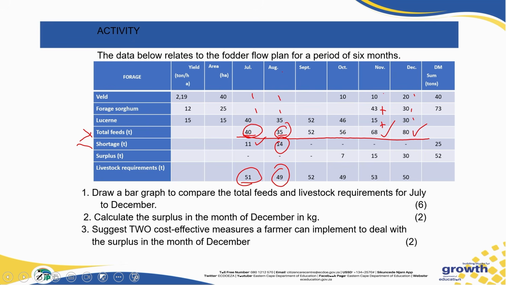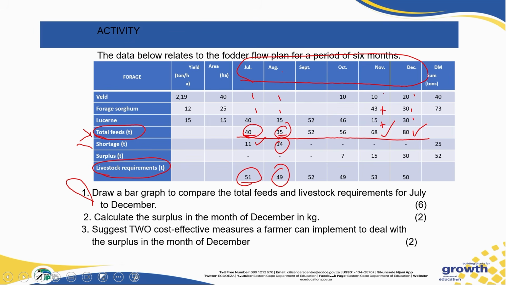And then a question is raised. Draw a bar graph to compare the total feed and livestock requirements. So you're looking specifically at the livestock requirements and the total feed, what you are going to put in the bar graph for July to December. It means you are going to look here for July to December. So you develop a bar graph.